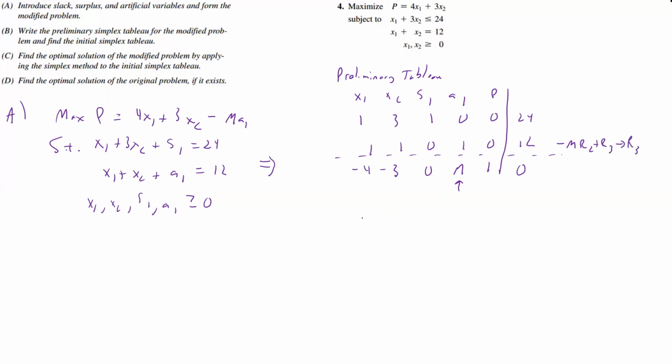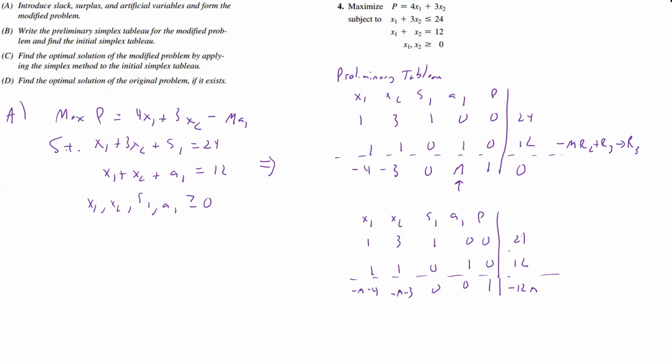So now we have x1, x2, s1, a1, P. We have 1, 3, 1, 0, 0, and 24. Then 1, 1, 0, 1, 0, and 12. Our bottom row is what changes here. Now we have minus M minus 4, minus M minus 3, then 0, 0, 1, and then minus 12M.